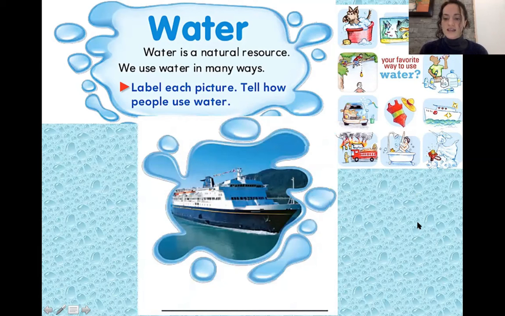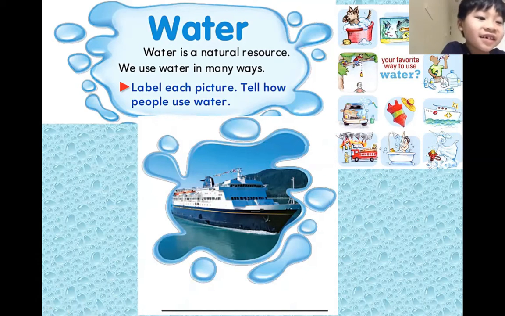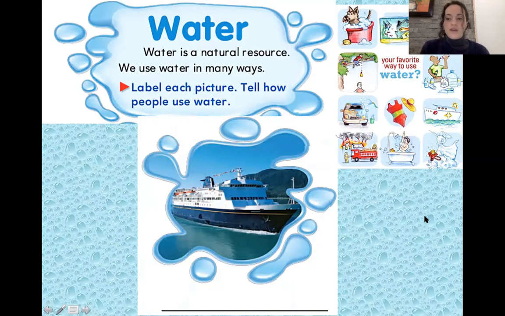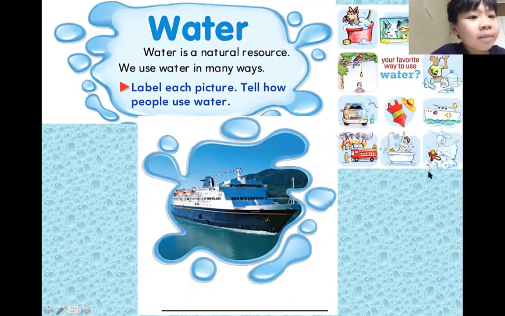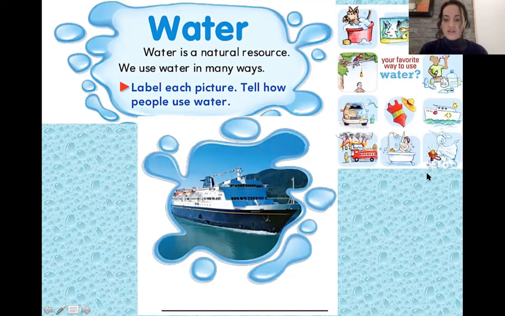What do you see in this picture? Zook, what do you see in this picture? A boat. A boat. And what do we use a boat for, Zook? We use a boat for riding in the ocean. For riding in the ocean. Very good. And Sino, what else?